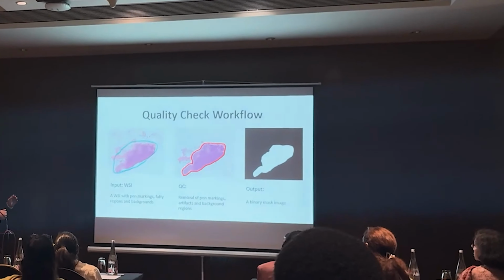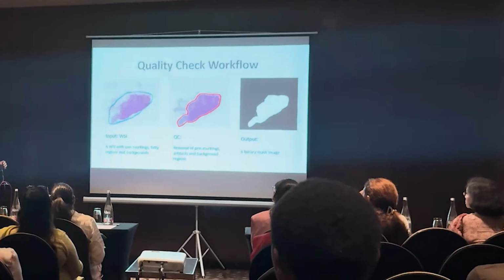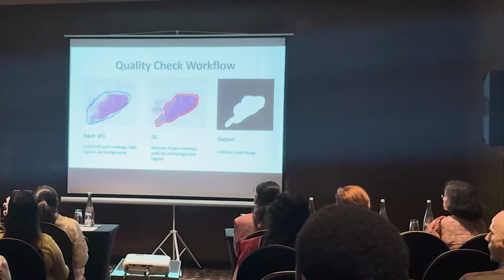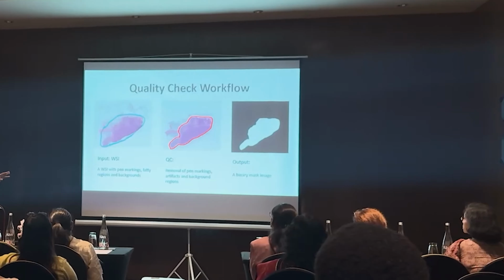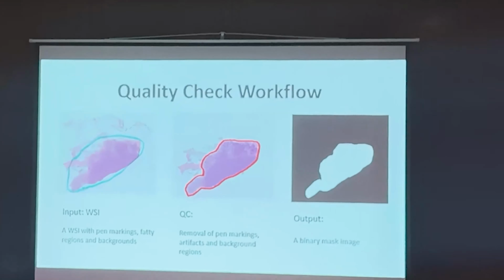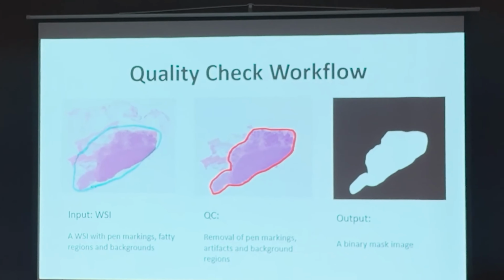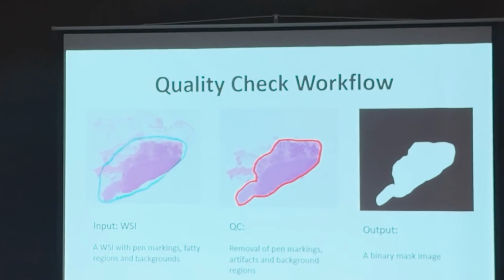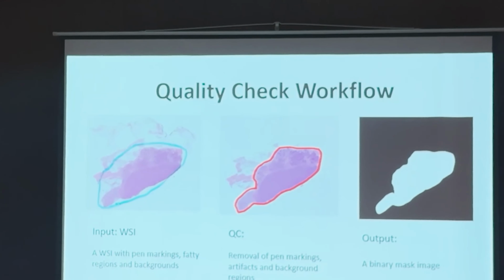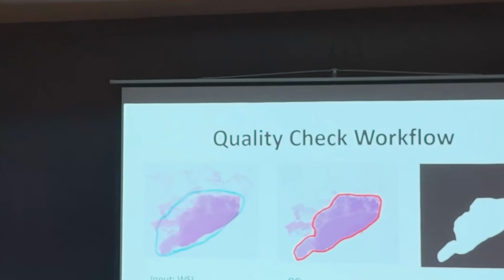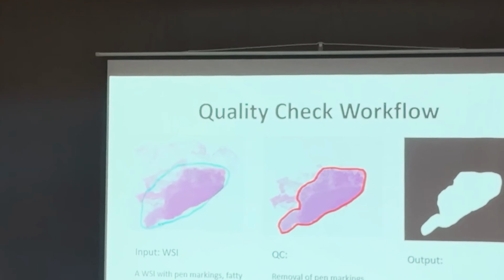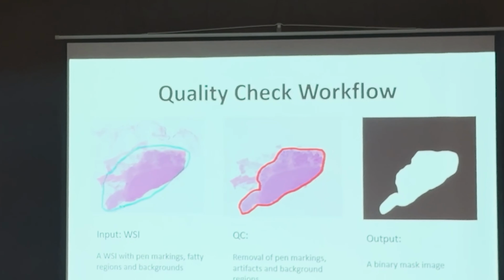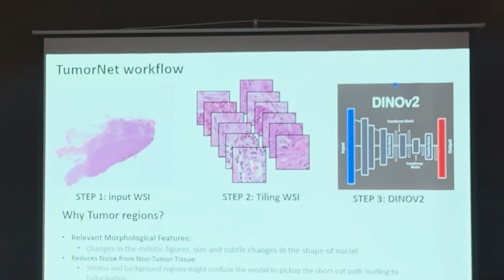If you look at the whole slide image, there are a lot of things going on: pen markings, fatty tissues, background, blurry regions, and so on. So we built our in-house quality control check. The first step was to identify tissue regions, to remove all the rest; the red regions you're looking at are the tissue regions. The second step was to generate a binary mask from there.